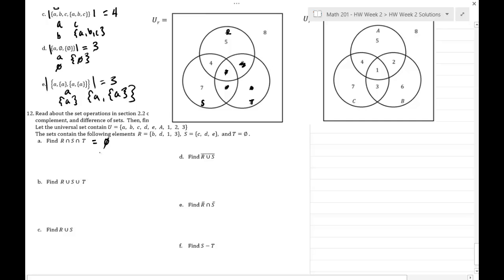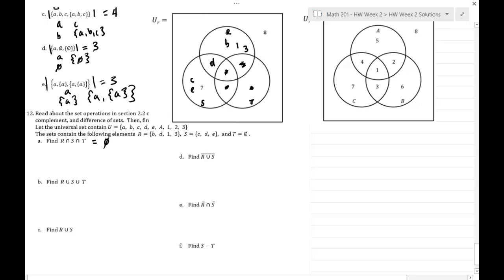Now let's look at trying to figure out what's in R and what's in S. If I look at region 4, that's where R and S overlap. And I notice that they do have D in common. I know that D must live in that intersection there. And then I need to place these other elements. In R, the only place left is region 5 to place B, 1, and 3. And in S, I need to place C and E.